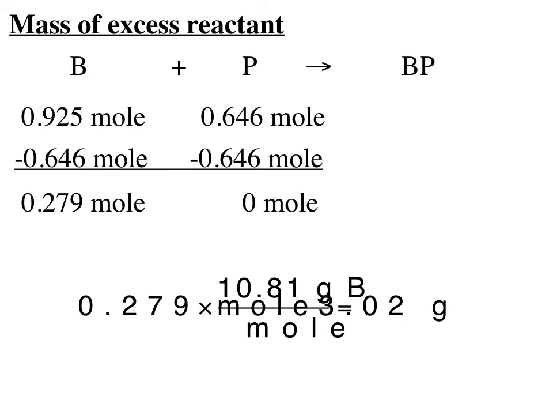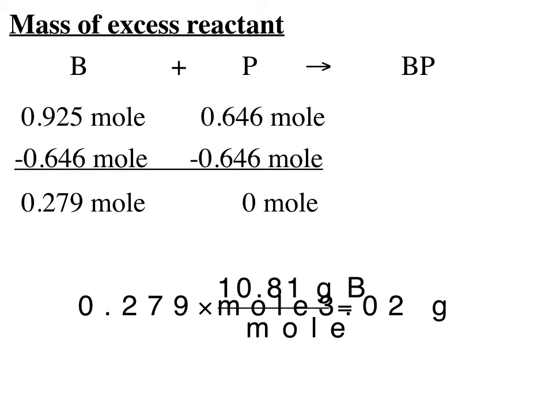They begin to react 1 to 1 to 1 to 1 until all moles of the limiting reagent are consumed, which of course represents 0.646 moles of the limiting reagent. And so I can subtract that from the excess reactant and find there's 0.279 moles of boron remaining in the pot. Now I wish to know what mass of boron is excess in the pot. I would take my 0.279 moles times the molar mass of boron, and I would find that 3.02 grams of boron were wasted because there was not enough phosphorus to react with them.